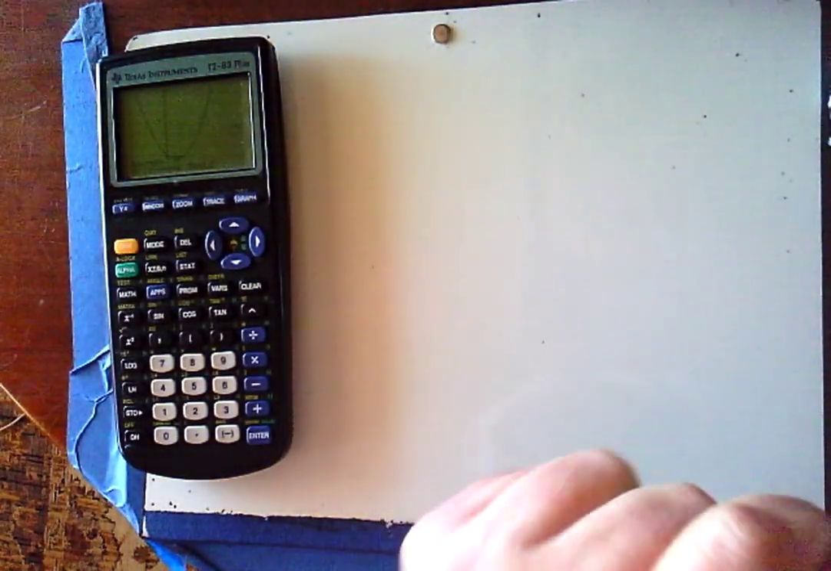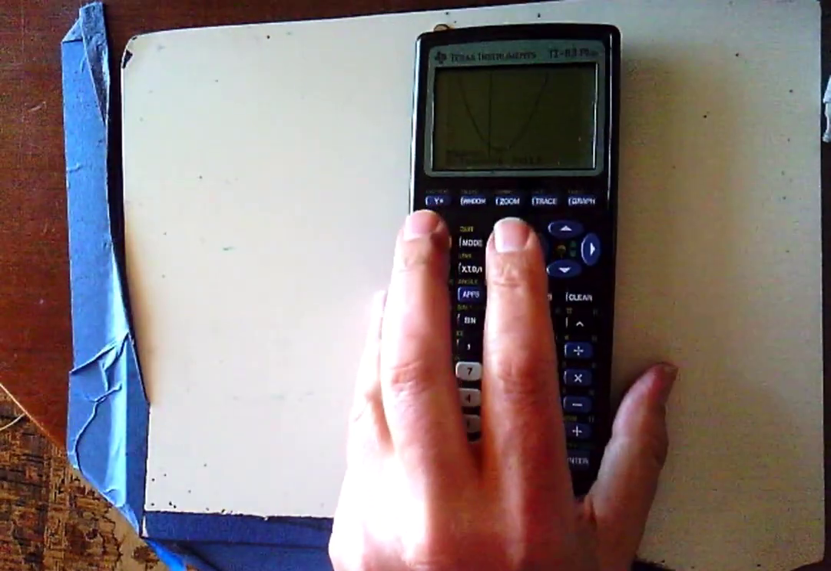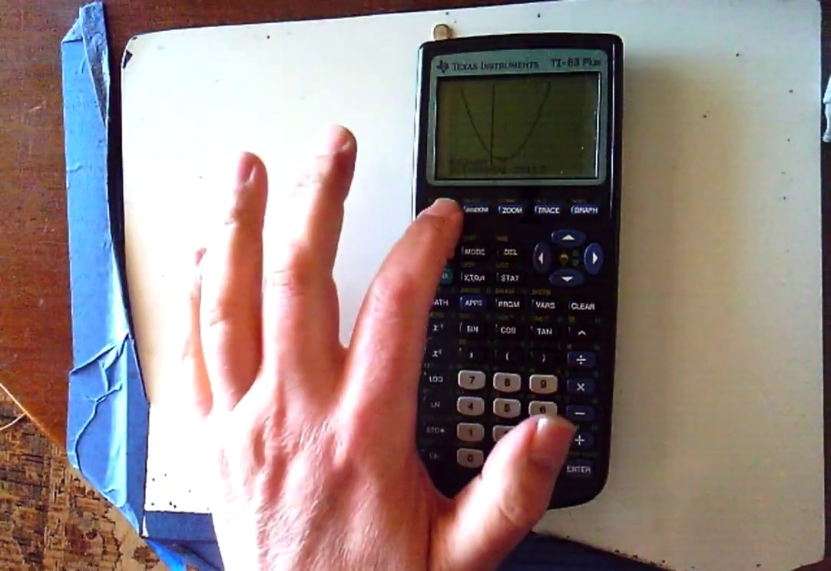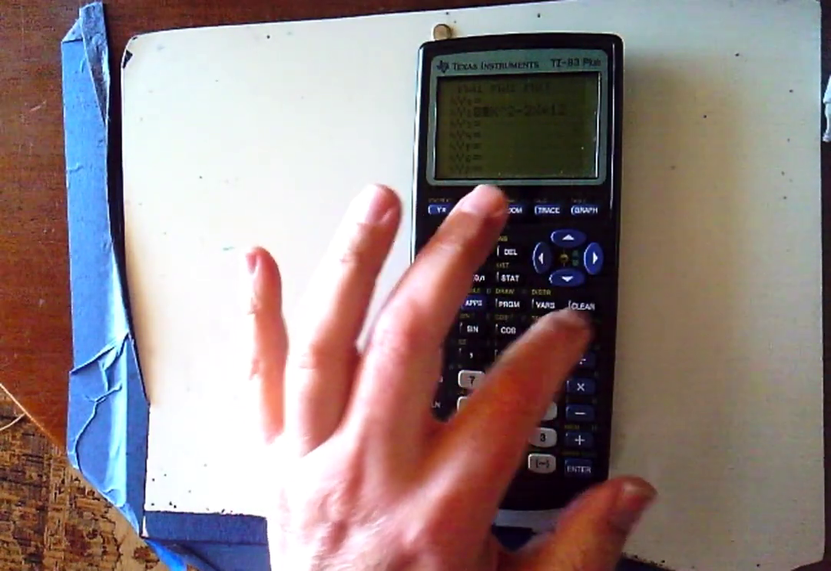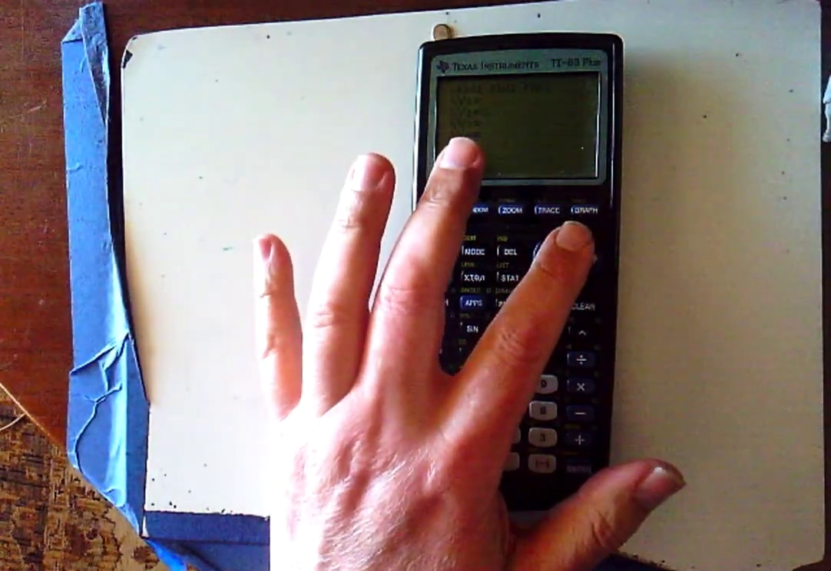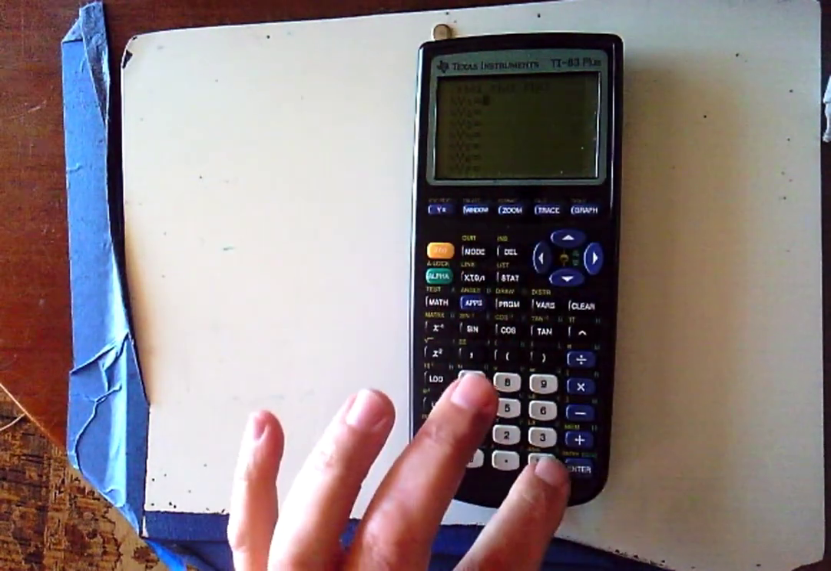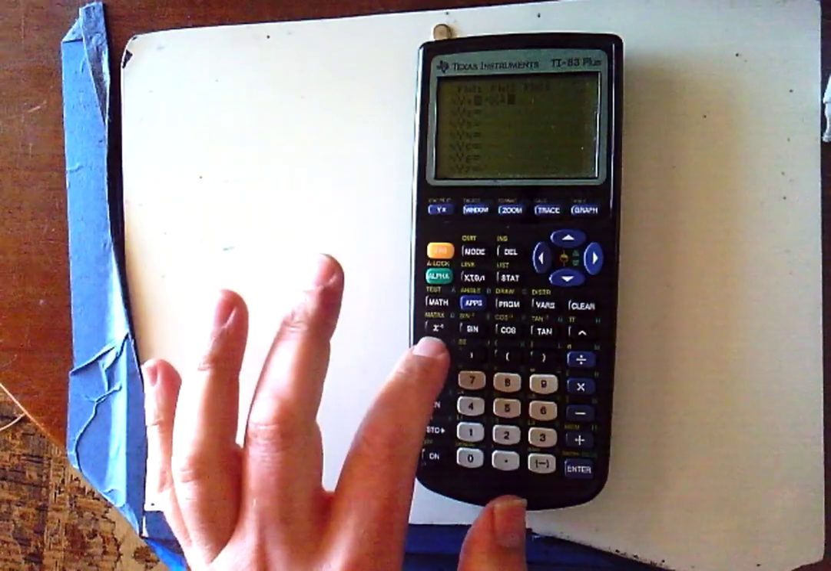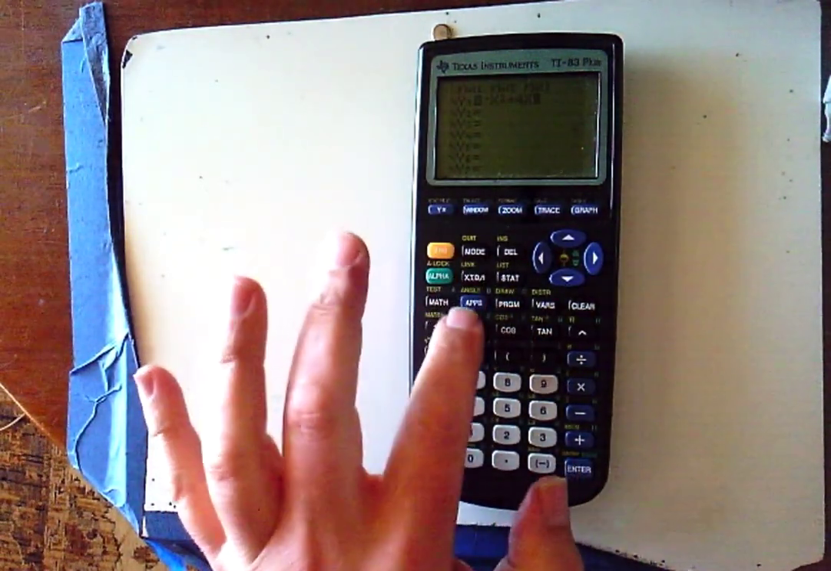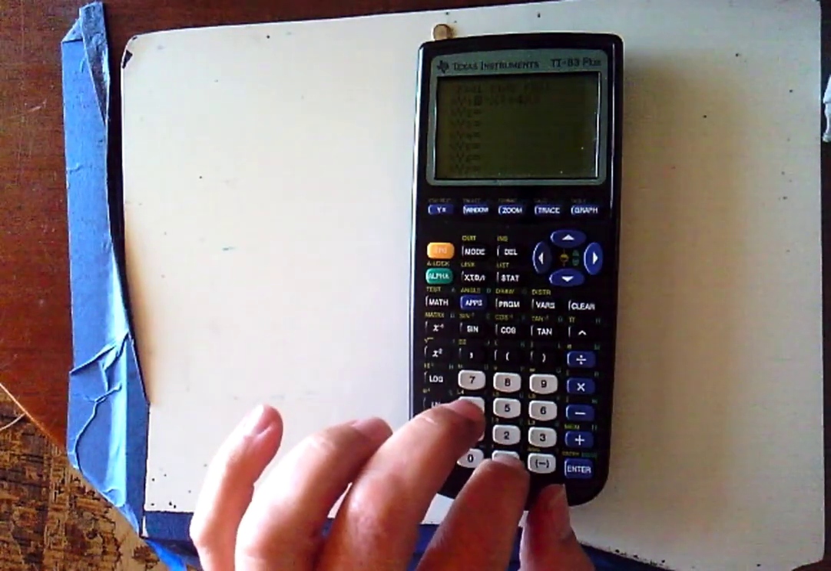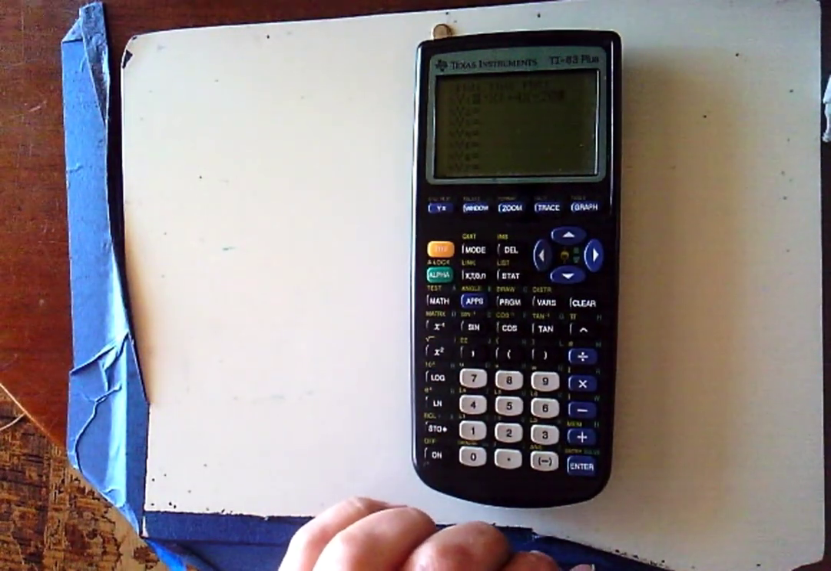Okay, let's take a look at exercise 3. Choosing a good viewing window. Okay, press y equals. Use the clear button to erase the equation that we typed in. Once you've done that, type in a new equation. Negative x squared plus 4x, that's the x button, minus 20. So I've typed that in.